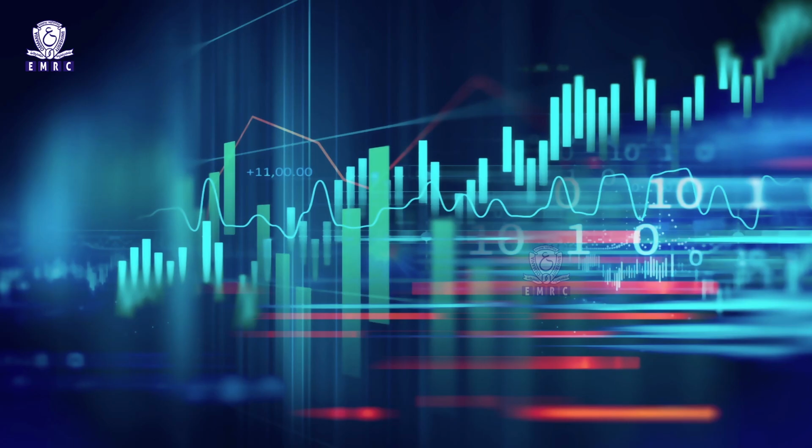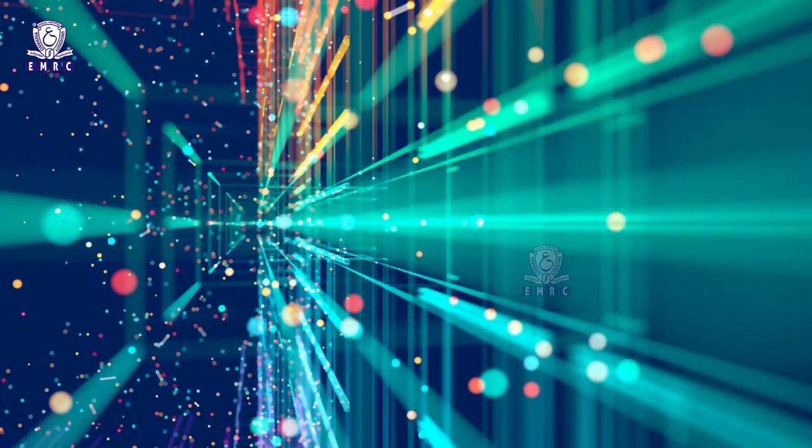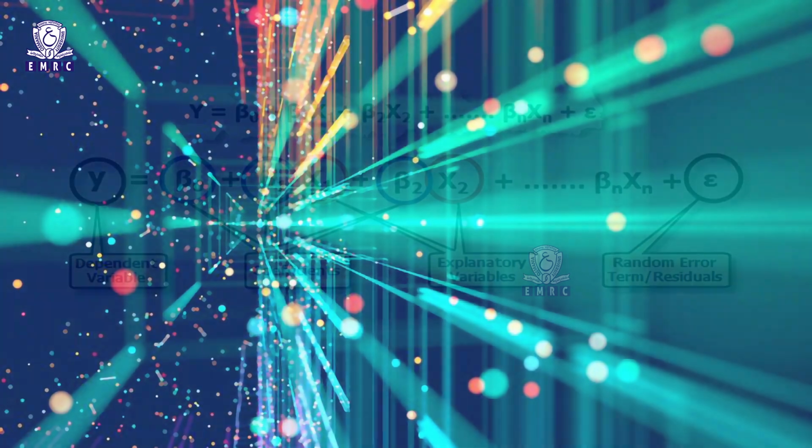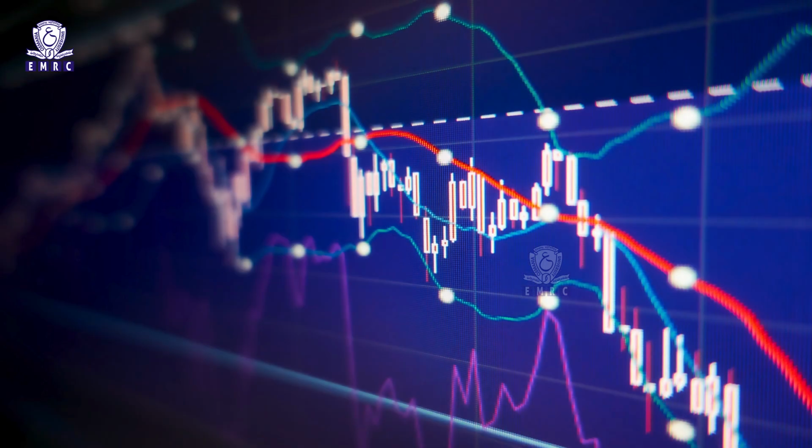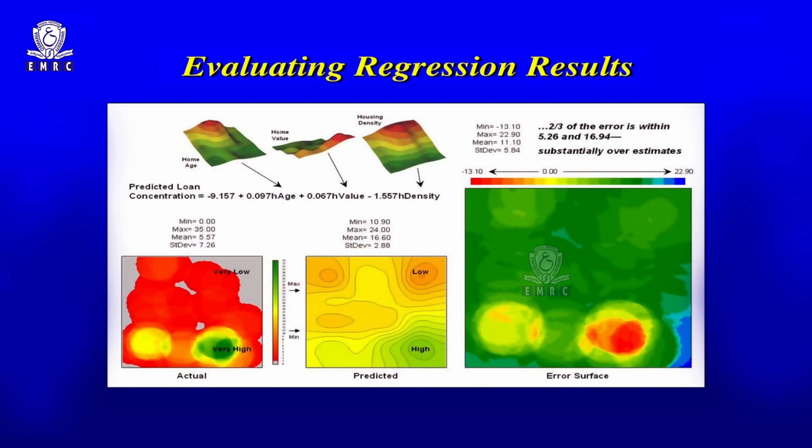Regression models. A regression model relates a dependent variable to a number of independent variables. A regression model can be used for estimation using the regression equation as an interpolator or for exploring the relationships between the dependent variable and the independent variables.